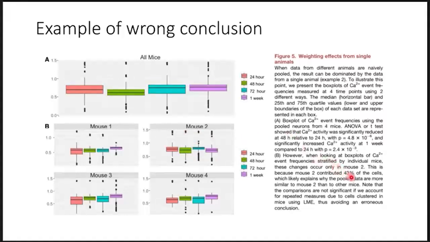Mouse 2 contributed 43% of the cells that we measured, so it kind of dominated our sample. So when we didn't correct for the different mice, we got a decrease that looked like it was in all of the population, but actually it just comes from one specific mouse. Was that example clear? Okay, so that's why we need to do this correction. So we understand why mixed models: we're adding a small correction per cluster.